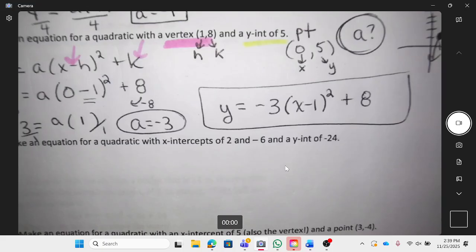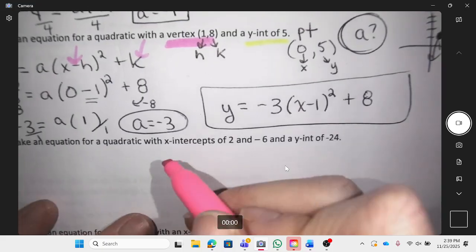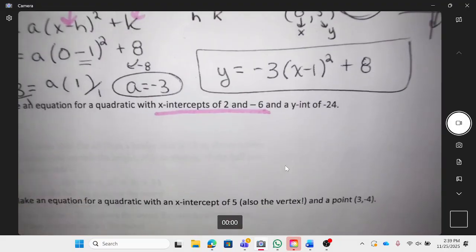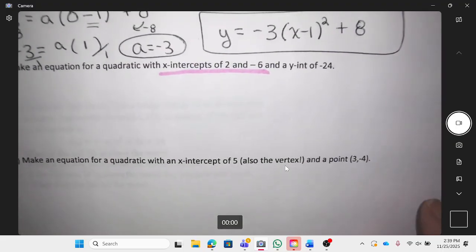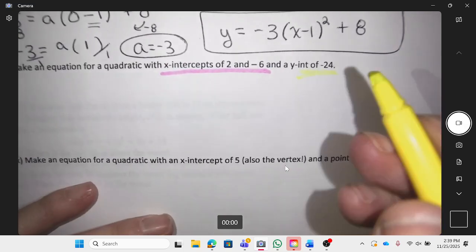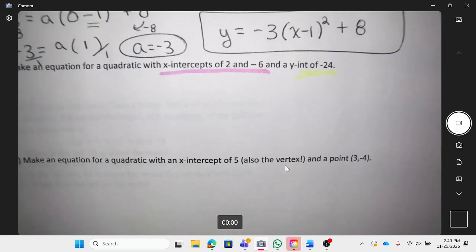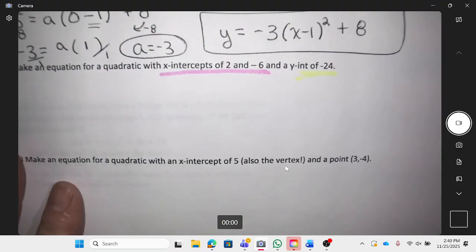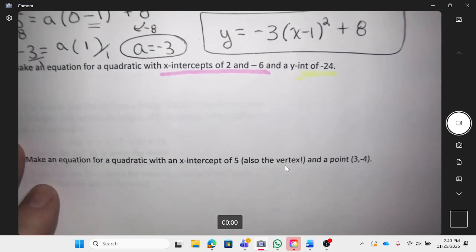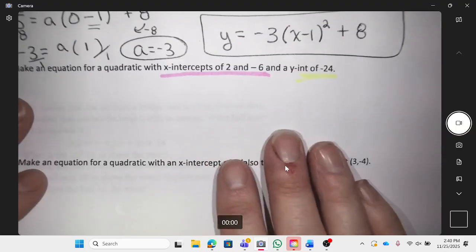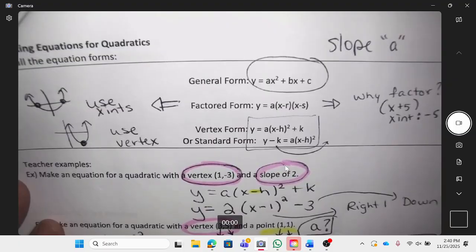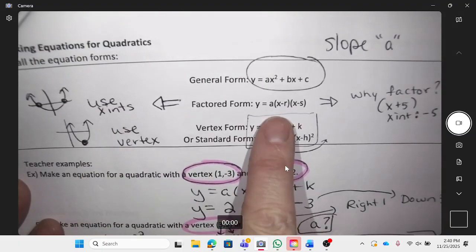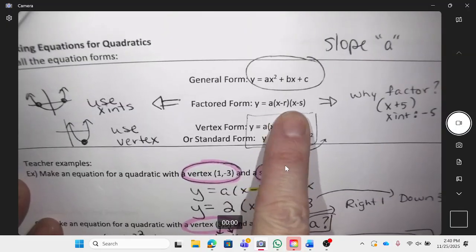Okay, new question. This time I said the x-intercepts, and a y-intercept. Okay, ready? I'm going to go back to the top here. What did we talk about? I was told the x-intercepts this time. I'm going to use this one with the factors.